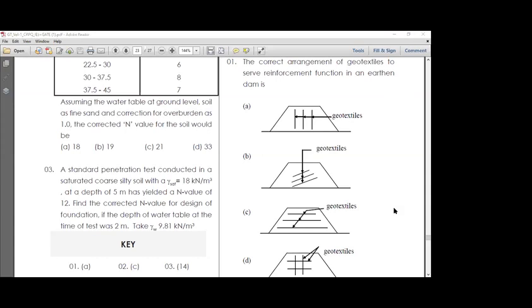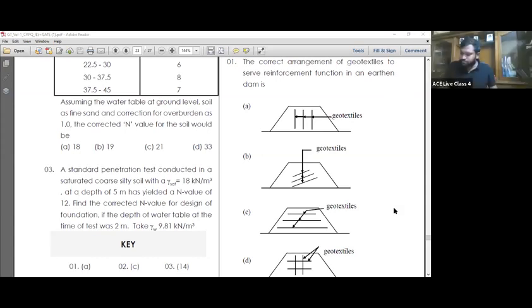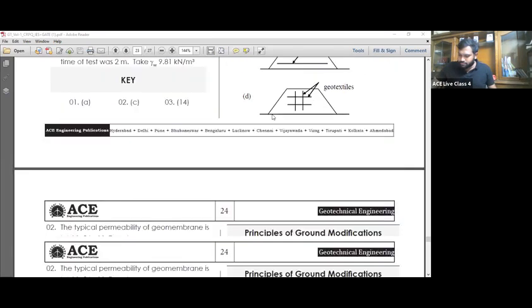Now let's see this question. So here the answer is option C. Now let's come to the next question.